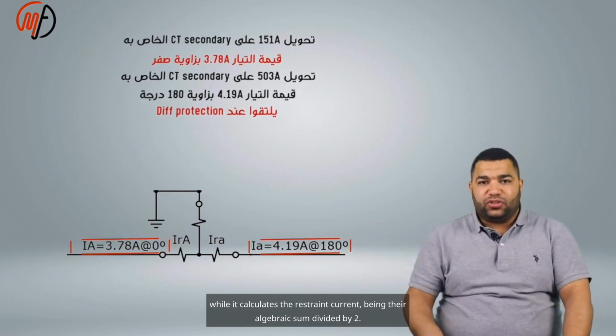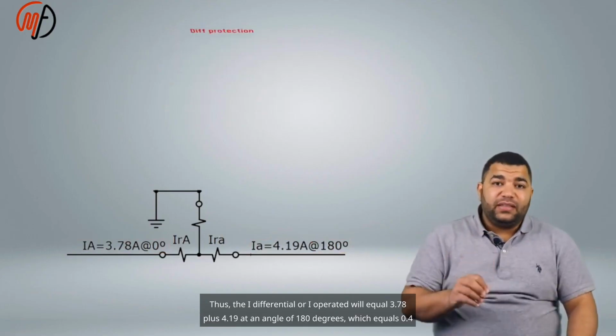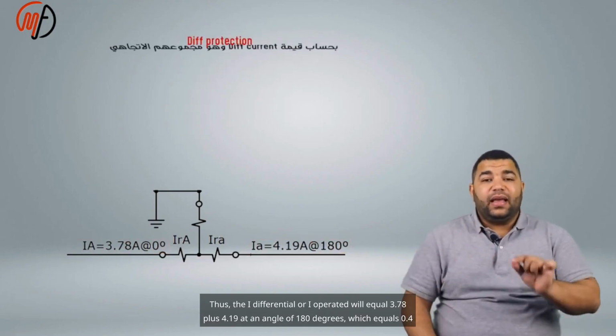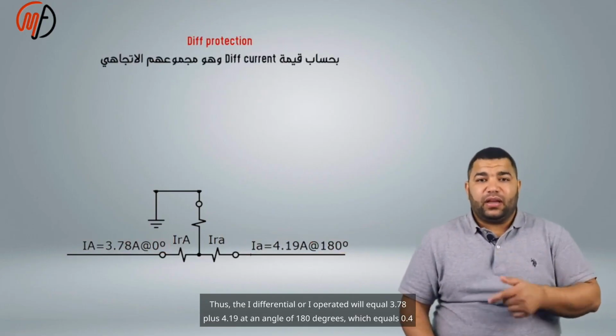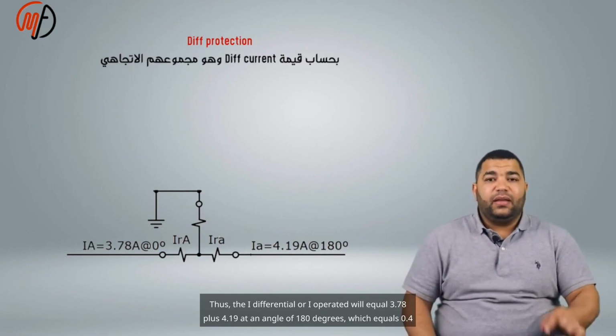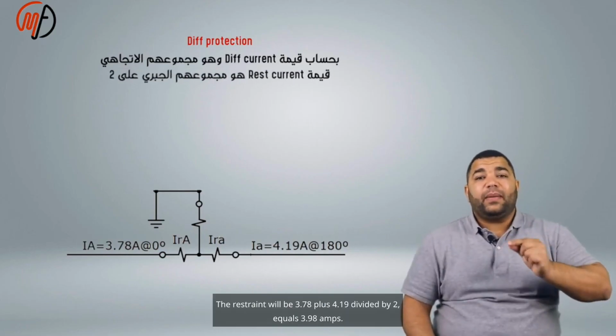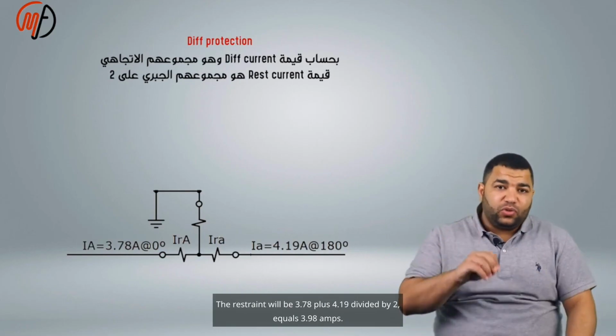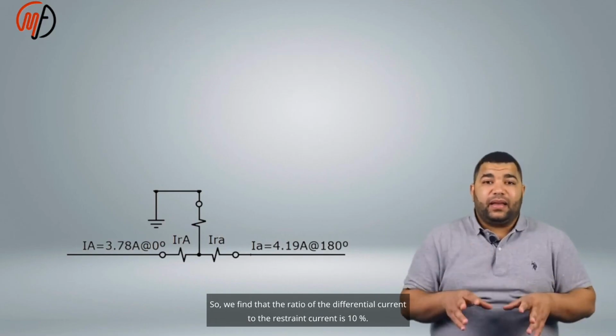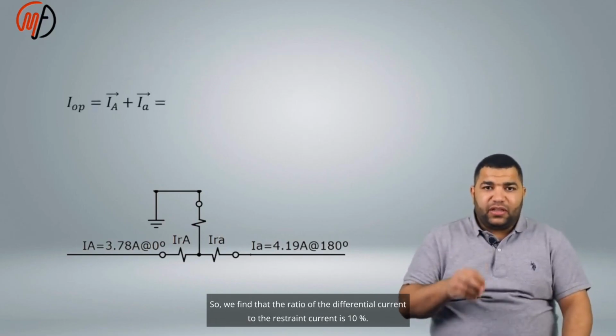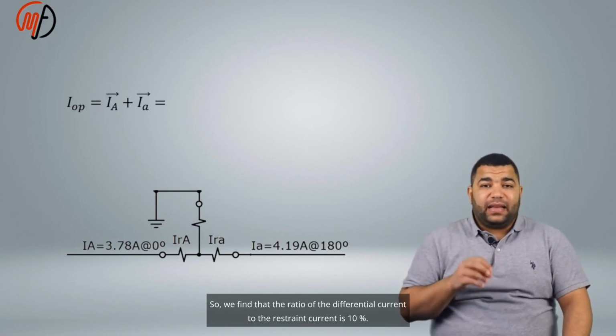Thus, the I differential or I operate will equal 3.78 plus 4.19 at an angle of 180 degrees, which equals 0.4 amps. The restraint will be 3.78 plus 4.19 divided by 2 equals 3.98 amps. So we find that the ratio of the differential current to the restraint current is 10%.